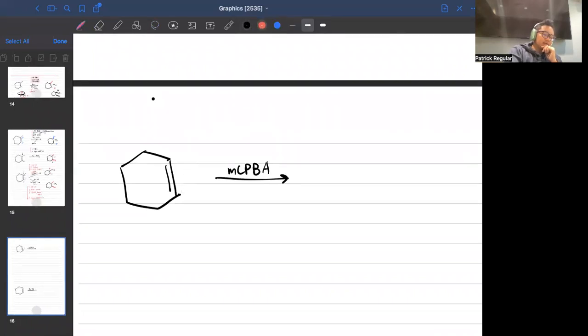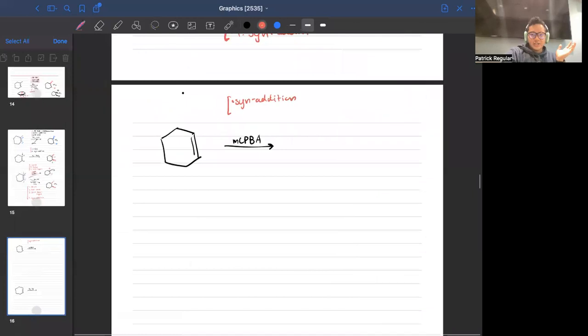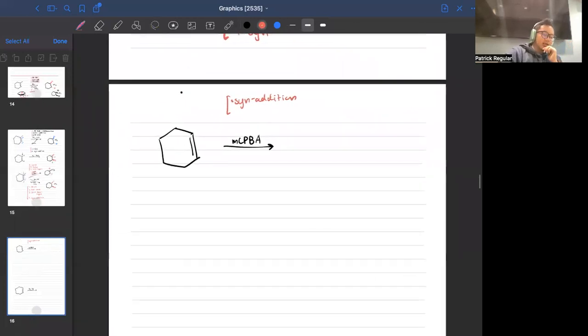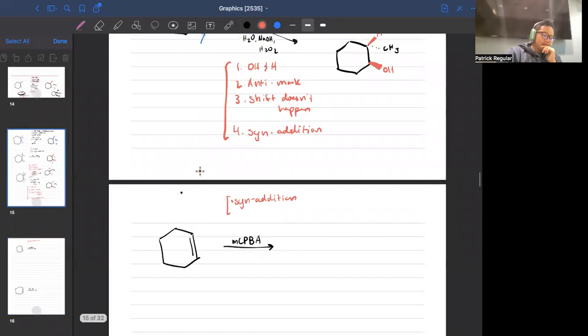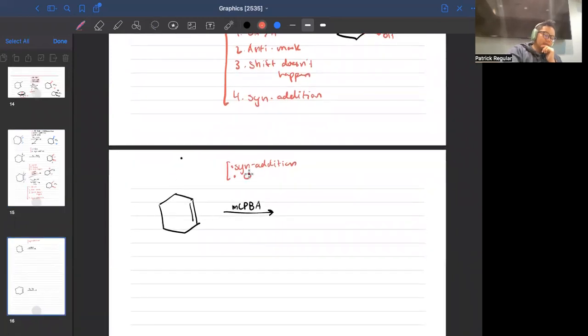Okay. So first off, it's an addition. So if it's an addition, it retains stereochemistry. It's an addition. It's concerted. That might be it. Shift, no shift. You can't shift the triangular structure of the epoxide. And you're just adding an O. So literally we add the epoxide. We just add the O and put it across a double bond.